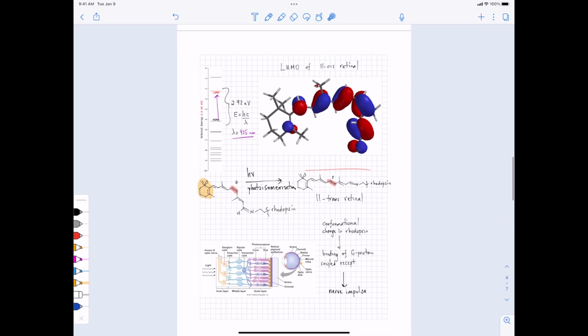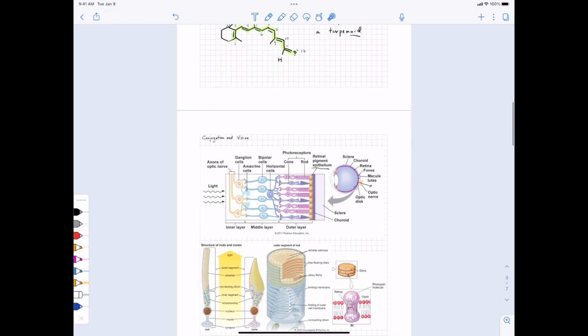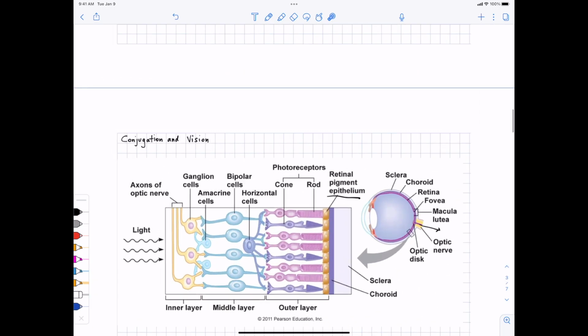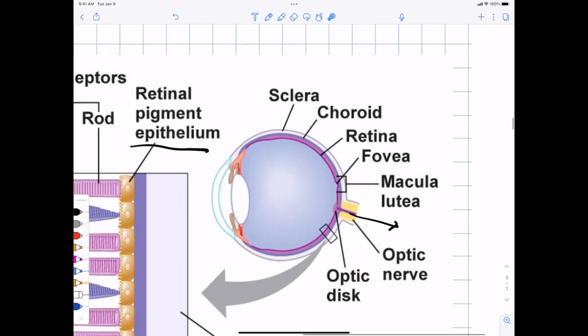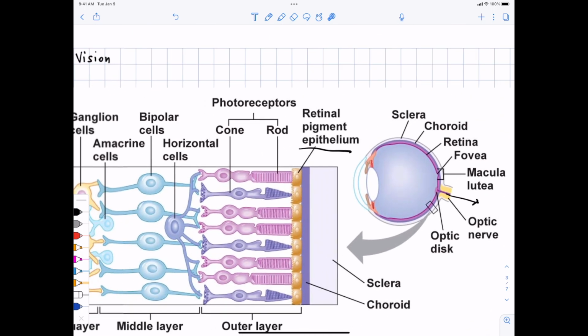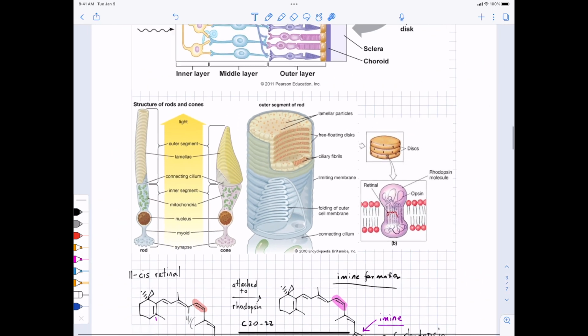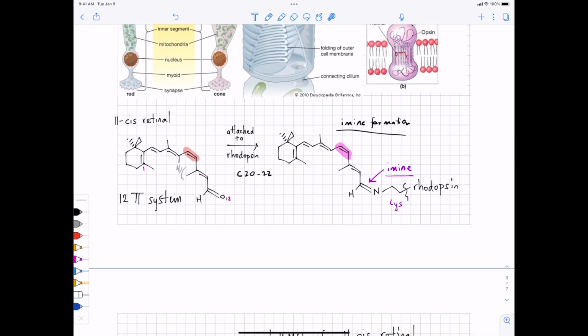Let's see. Right, so when Jesus said the light of the body is the eye, and if that eye be darkness, how great is that darkness? Maybe he could have also talked about the light of the body is 11-cis retinal, and when it goes trans, then it's dark. I don't know.